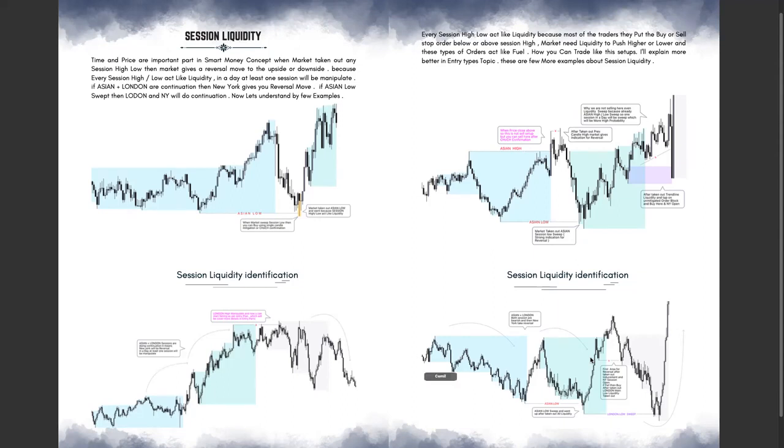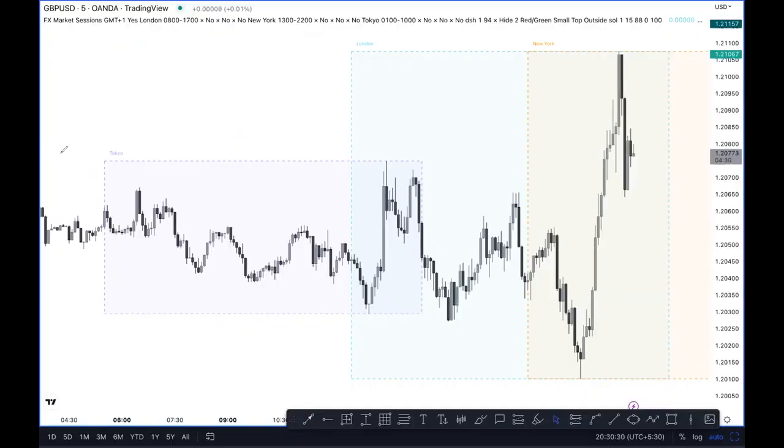Which indicator do you use to identify a session? There are different indicators, but I'm going to show you which one you can use exactly. Okay, first one. Look at this one, right? You can see every session looking very clearly. You can use this indicator, FX market session, right?